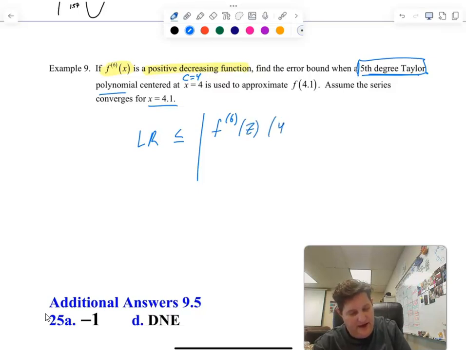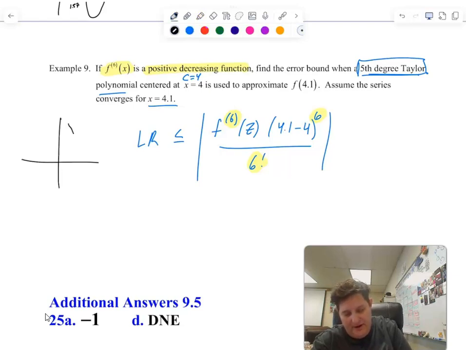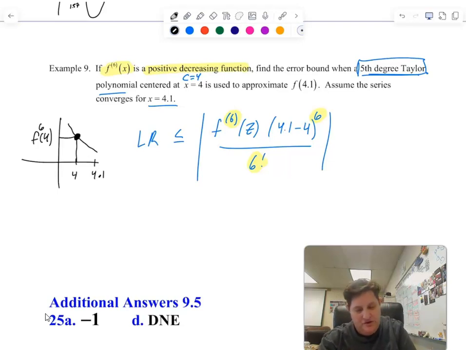And then it's x minus c to the sixth over 6 factorial. We're always matchy, okay? 6 derivative, 6 exponent, 6 factorial. Match that up. Now, if this is a positive decreasing function, when I'm looking between 4 and 4.1, where is the max going to be? The max is going to be at 4. Now, it didn't tell me anything about the function, so at 4, the max is the sixth derivative at 4, right? That's what I'm graphing. So I would just say, hey, it maxes out at 4, and I don't have any more information, and so that's my answer.